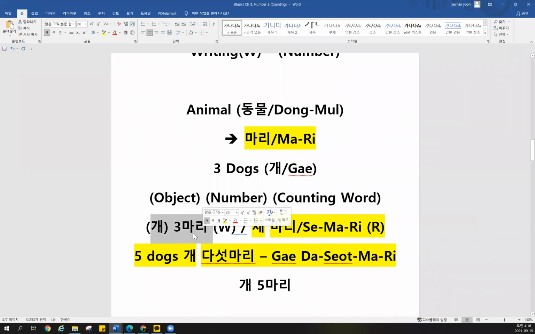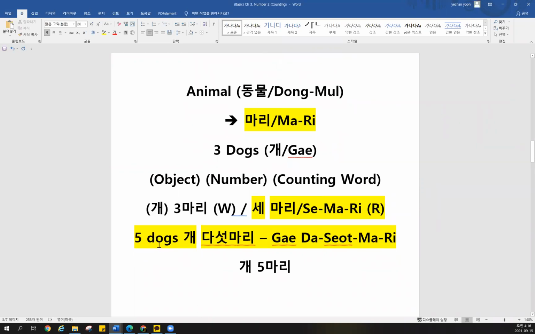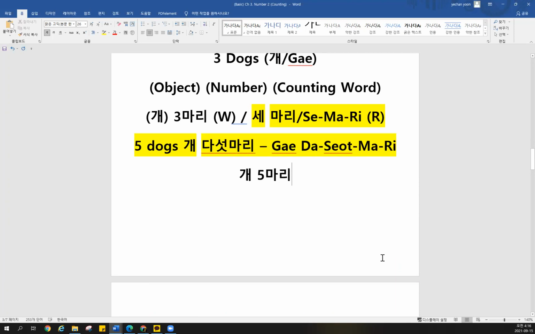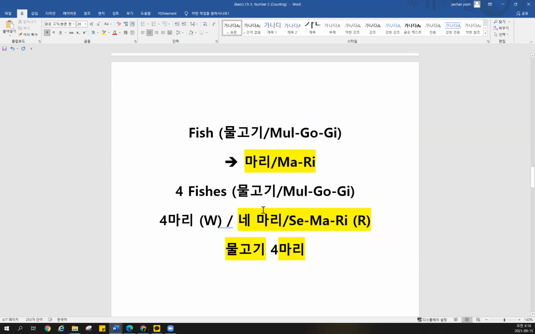But writing is much more simple. You can just use the number and then the counting word. Okay. So how about 5 dogs? It's almost the same, but just different numbers, right? So 개 5마리. 개 5마리. Of course, writing is going to be just using the number. That's all. Simple, simple, isn't it? All right, let's go to the next one.